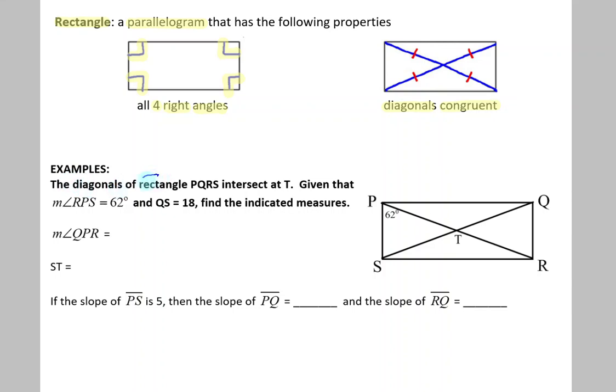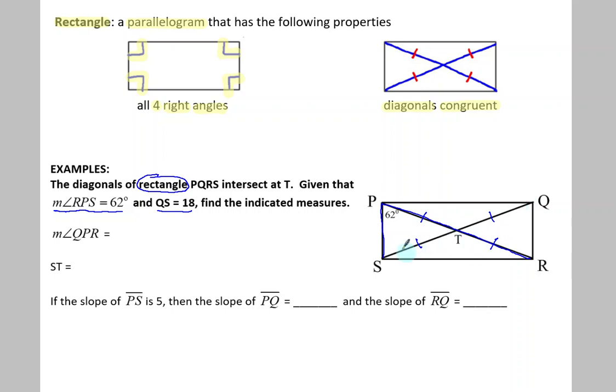The diagonals of rectangle PQRS intersect at point T. Given that the measure of angle RPS equals 62 degrees, let's make sure that's in our picture. Angle RPS, 62 degrees. And QS equals 18. Now that's hard to label in the picture, but remember that because it's a rectangle, the diagonals are congruent and bisect each other, so we can mark like that in the picture.